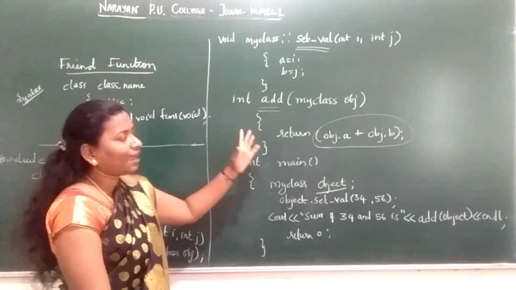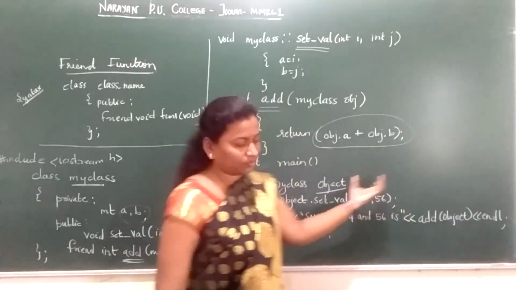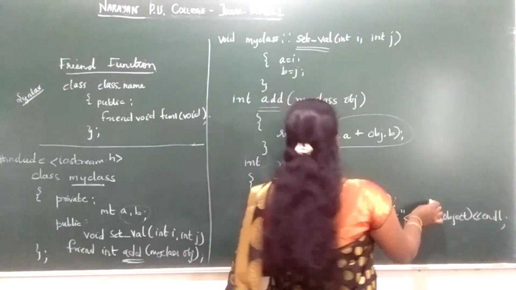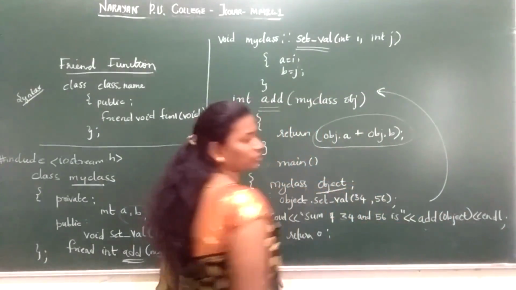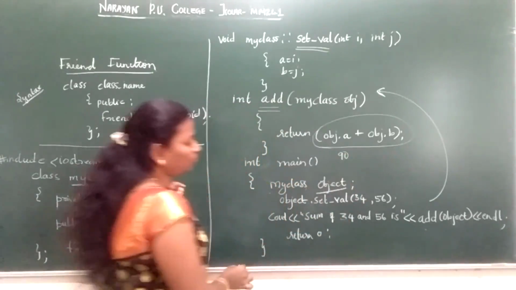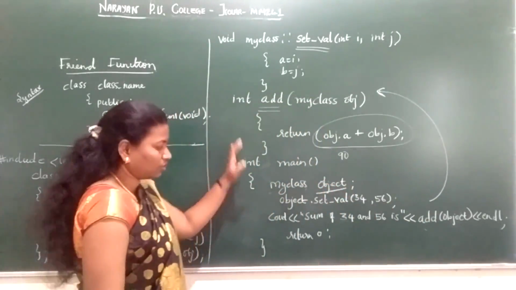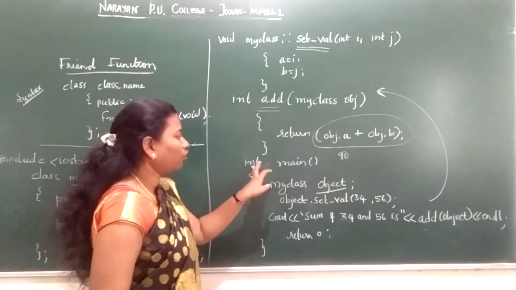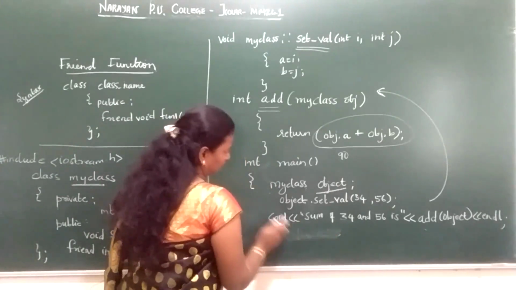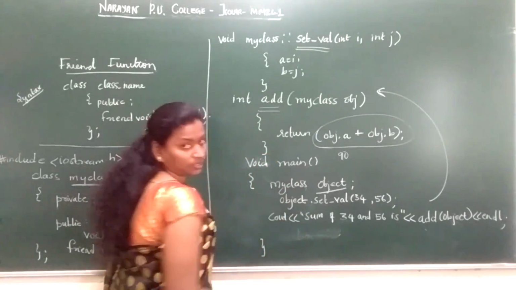What am I going to do? Add is going to add 34 and 56. What is 34 plus 56? 90. So the sum of 34 and 56 is add(obj). This is my function call. The output will be: sum of 34 and 56 is 90. This is the working. I told you why it is int here: because I am returning 0. If you don't want to mention this statement, you can just give void. If it's void main, you should not return 0 here.